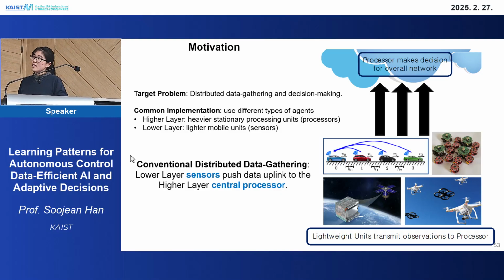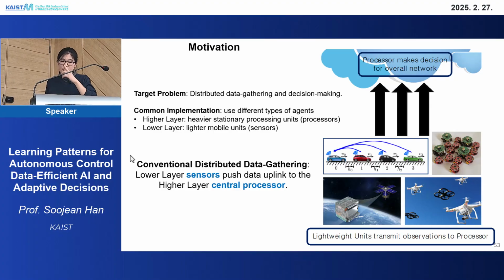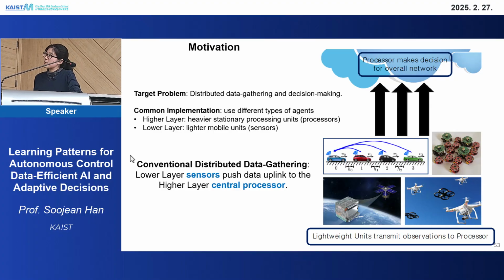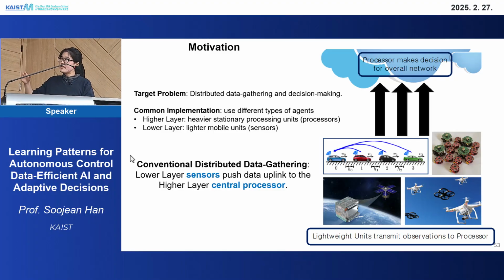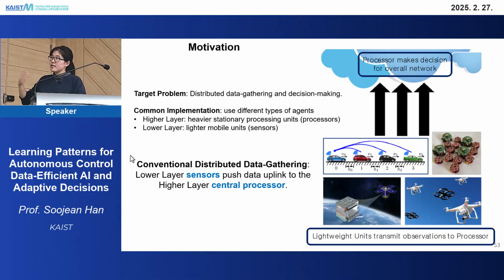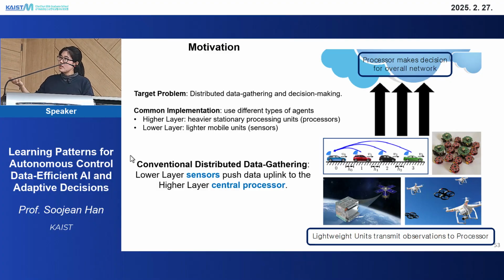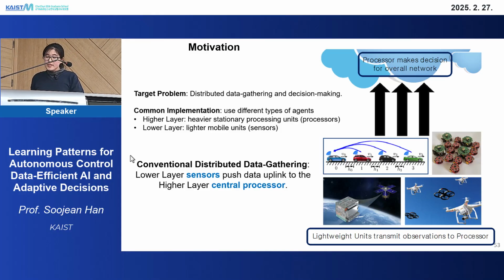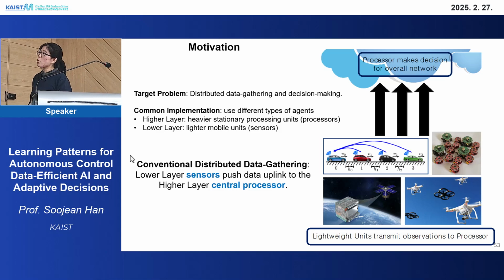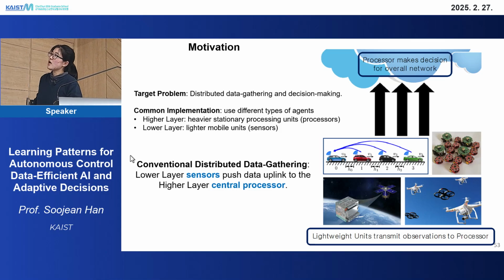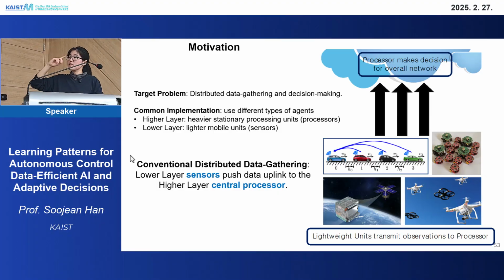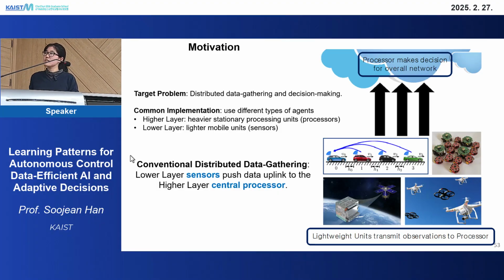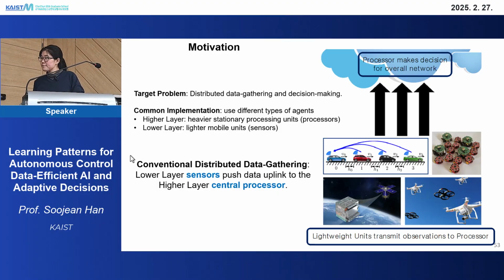Now, the common implementation for large-scale networks like these is that the higher layer leverages central units that aggregate all of the sensor measurements, and then the sensors are distributed across the environment and gathering individual measurements. So the lower layer sensors push the data uplink towards the higher layer central processor. And then the central processor aggregates those and tries to make a decision for the entire network.